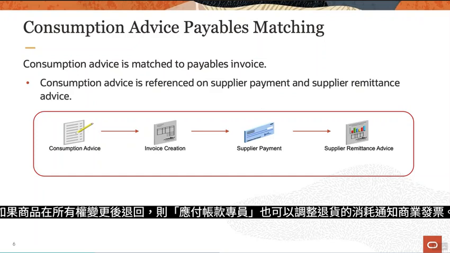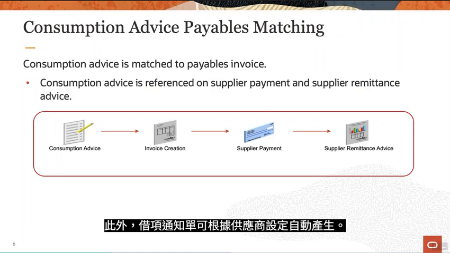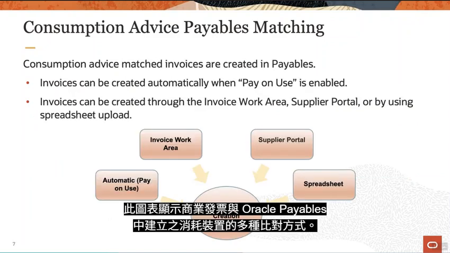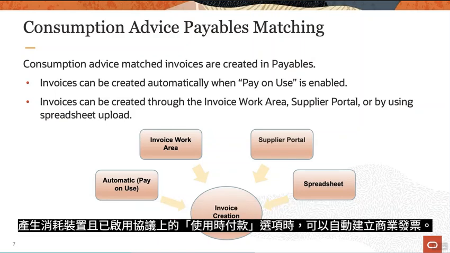The Accounts Payable Specialist can also adjust consumption advice invoices for returns if the goods are returned after the ownership changes. Additionally, the debit memo can be automatically generated based on supplier setups. This diagram shows the multiple ways in which invoices can be matched to a consumption advice, which is created in Oracle Payables. Invoices can be created automatically when the consumption advice is generated and the Pay on Use option has been enabled on the agreement.